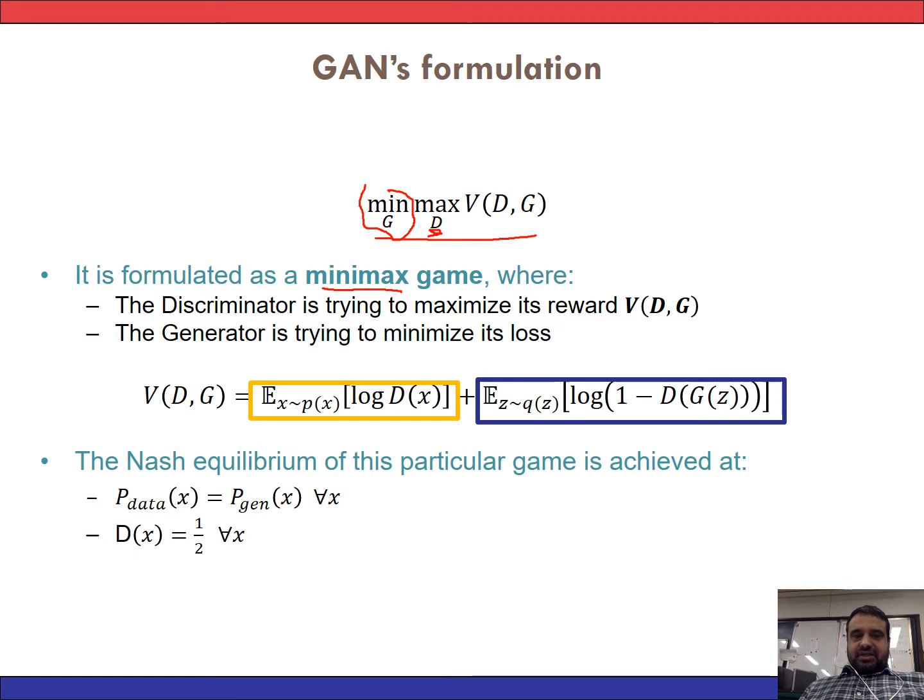This objective function is represented by this equation, where we can see that first the discriminator takes the real image. X is the real image, and we are maximizing this.